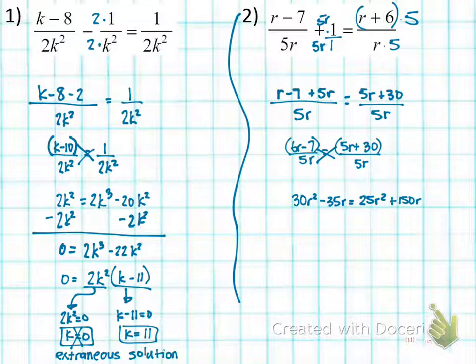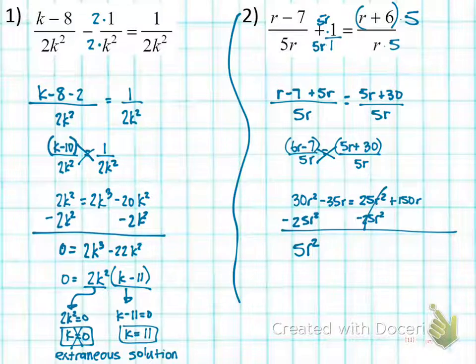Okay, combining like terms, now I'm going to subtract 25r squared on both sides. When I do that, this first one we get 5r squared here, and these 2 cancel out. And I'm also going to subtract 150r on both sides. So we get, this is going to be negative 185r, all equal to 0. Okay, so now we're going to factor and solve.